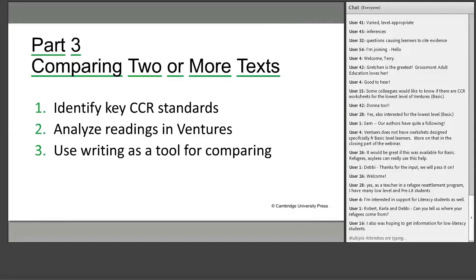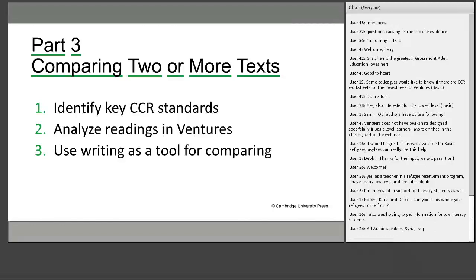The objectives for this part are first, to identify key college and career readiness standards related to comparing texts. Then we will look at some examples of how students analyze readings in Ventures. And finally, we'll look at using writing as a tool for comparing texts.